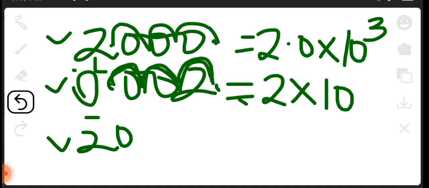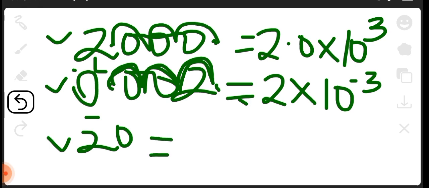The negative of how many times you move the decimal point. Move it 1, 2, 3 times. That will be negative 3. If you move it backward, it will be positive of that stuff.